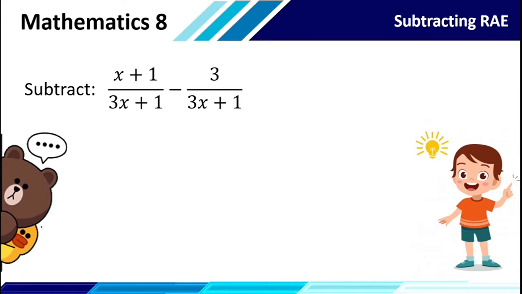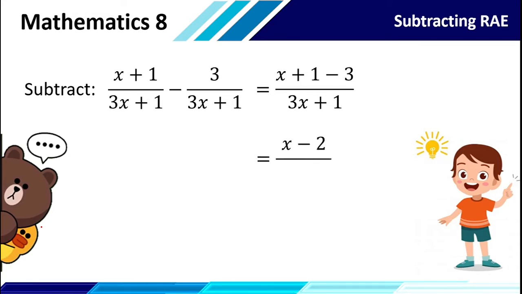Third example, x plus 1 over 3x plus 1 minus 3 over 3x plus 1. As you can see, we have the same denominator, so we will just copy it, 3x plus 1 as our new denominator. And then we will just simply subtract our numerators. So x plus 1 minus 3. And we know that when we subtract 3 from 1, that would be negative 2. That's why we have x minus 2 over 3x plus 1. We cannot simplify this anymore, therefore this is our final answer.